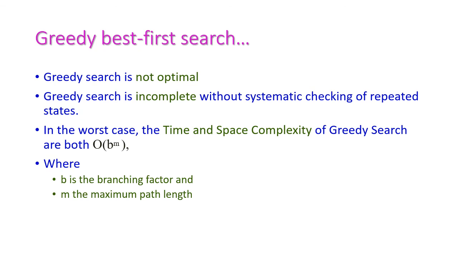Now the evaluation of this greedy best first search algorithm. This algorithm is not optimal. It will not give an optimal solution and it is incomplete also. If it is stuck in a dead end, then it will not reach the goal, so it is incomplete. In the worst case, both time complexity and space complexity of this algorithm are order of b power m. B is the branching factor and m is the maximum path length.